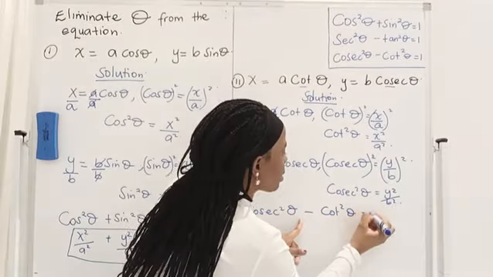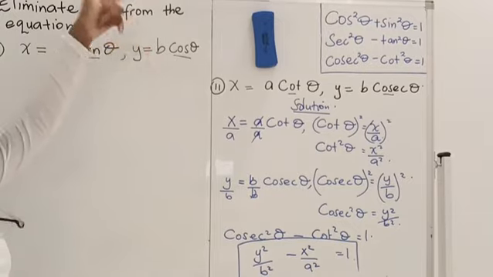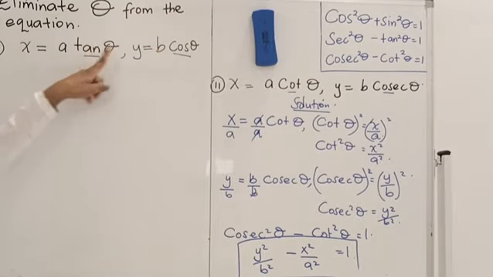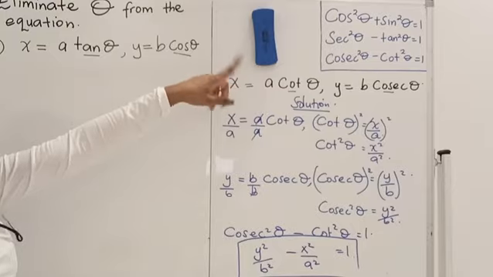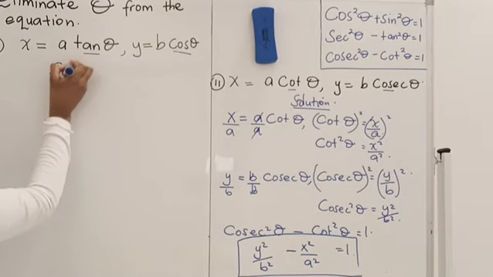So the third one is x is equal to a tan theta and y is equal to b cos theta. So you find that the third one has tan and cos. But if you have cos, just know its reciprocal is sec. So we have sec. If I have tan and sec, I can use the second identity. So let's start by writing the solution.